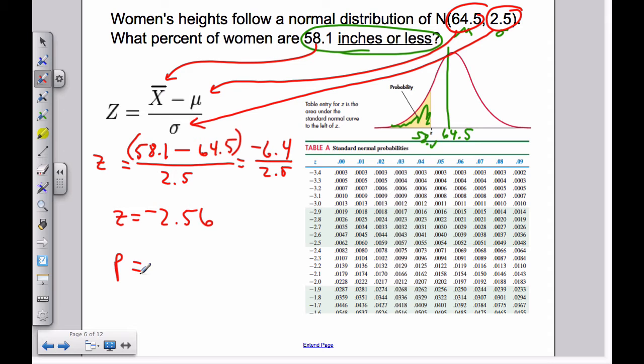I want to know what percent of females are 58.1 inches or less. That was the question. So I need to look up negative 2.56, this number right here in this table. I'm going to go to negative 2.5. This is the row I'm interested in. And because 6 is our hundredth spot, I'm going to follow the 0.06 down. Where those two lines intersect, this number right here, that is your probability. So my probability is 0.0052 that I would find a female that is 58.1 inches or less in height if all females average 64.5 inches.